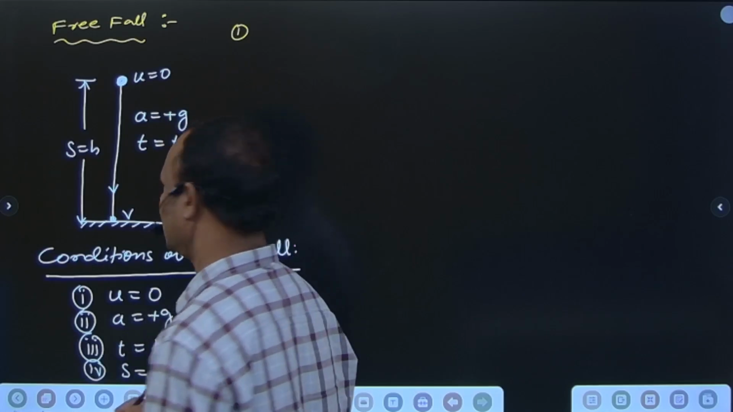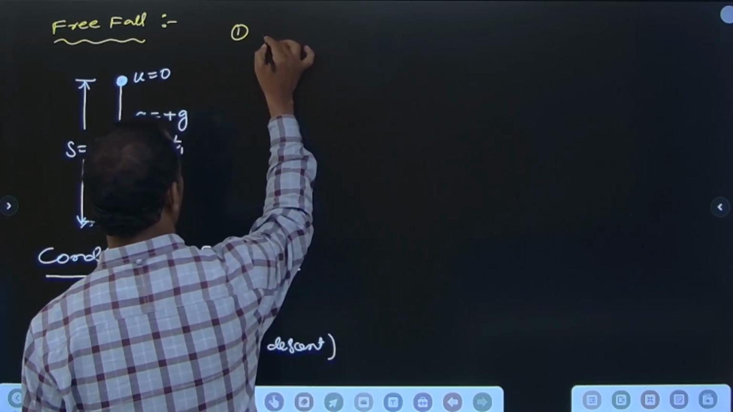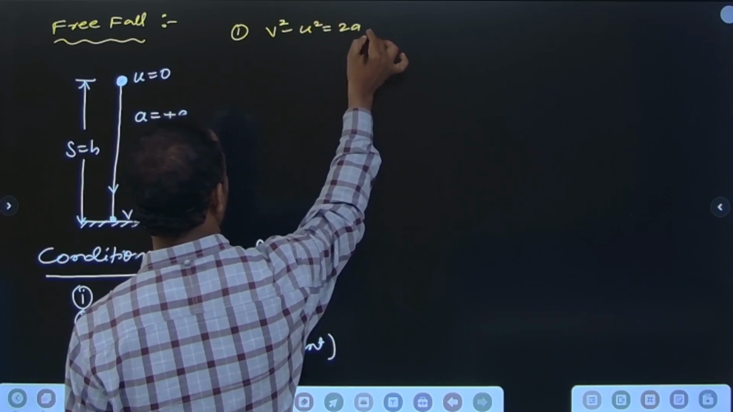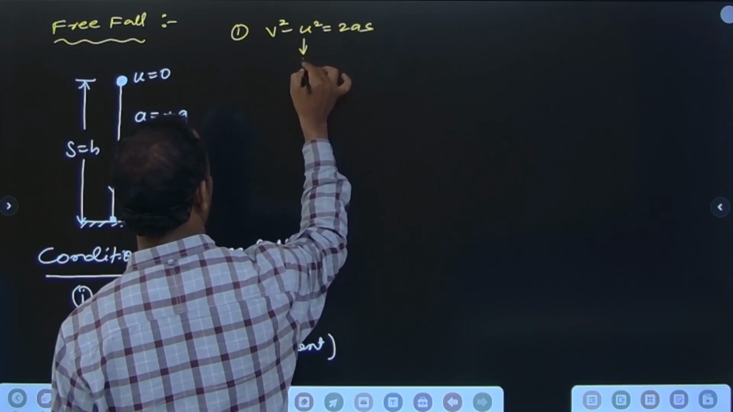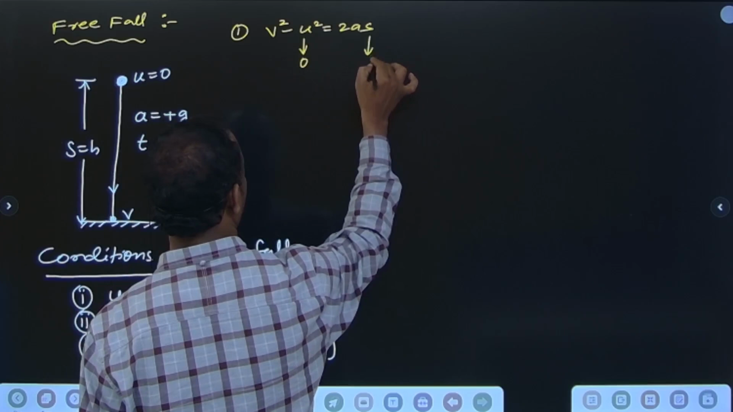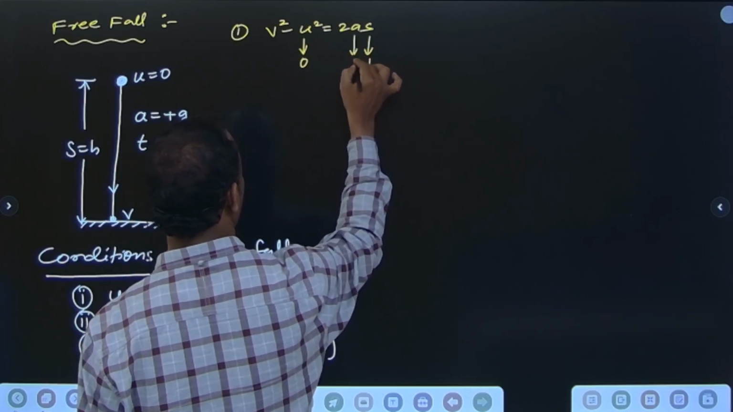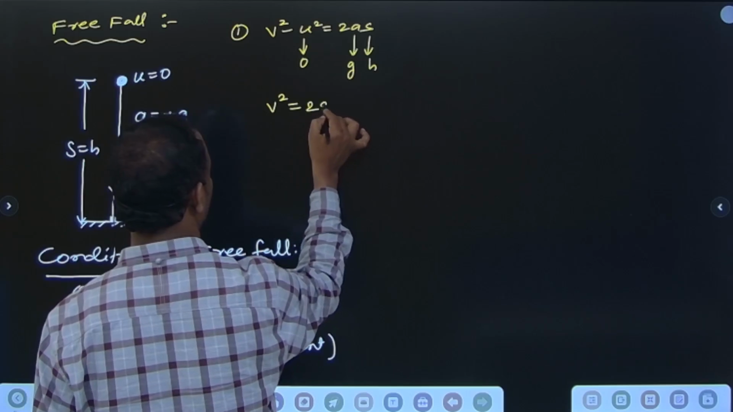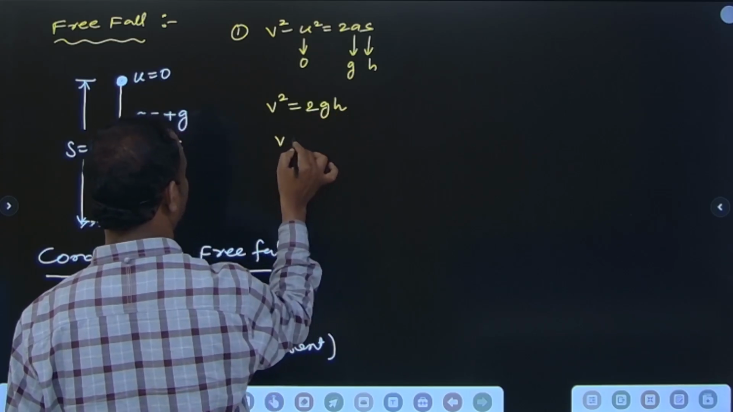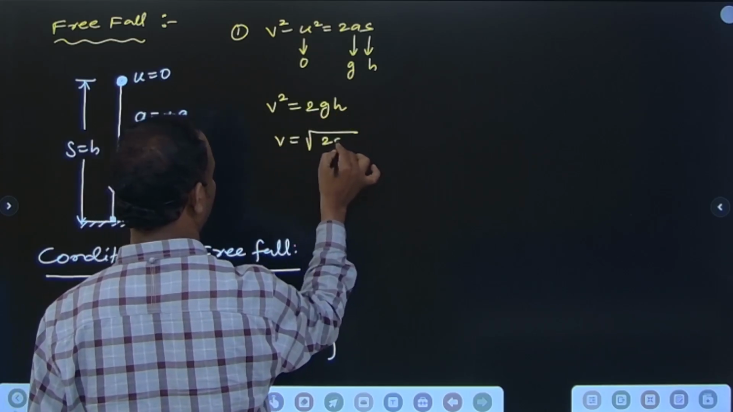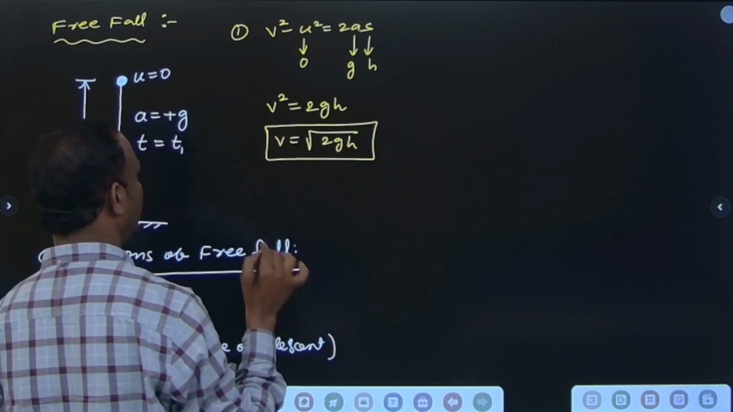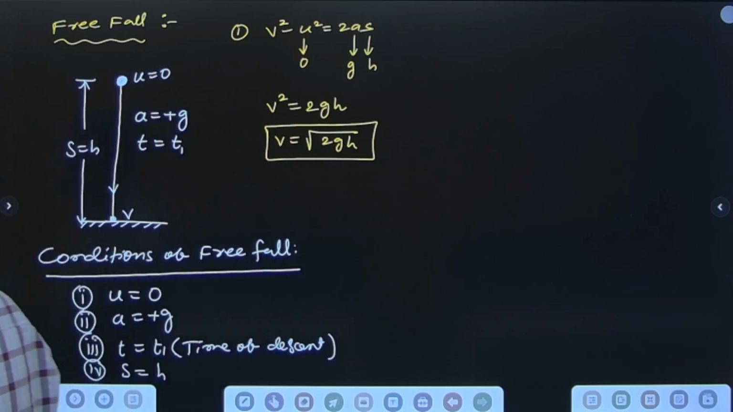That is the striking velocity. From v square minus u square is equal to 2as. The initial velocity is 0, s is h, and a is g. So v square is equal to 2gh, and v is equal to the square root of 2gh. This is the velocity with which the body strikes the ground.